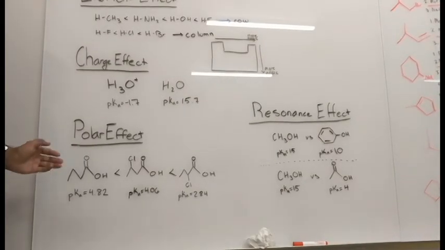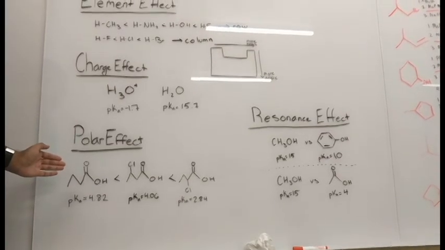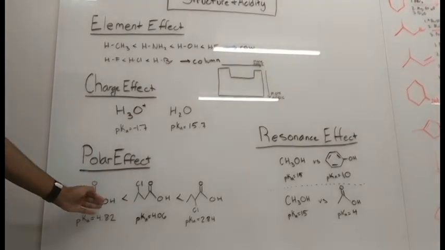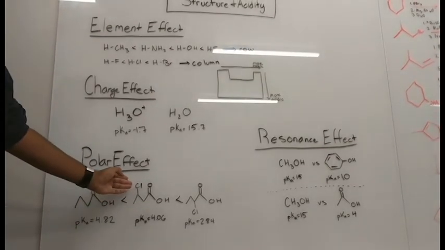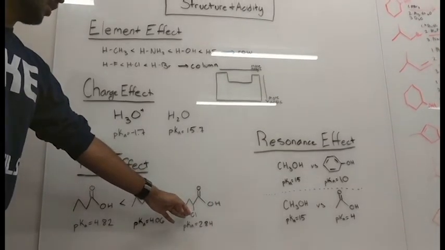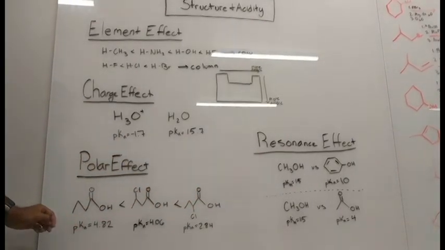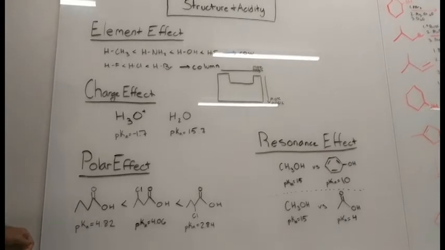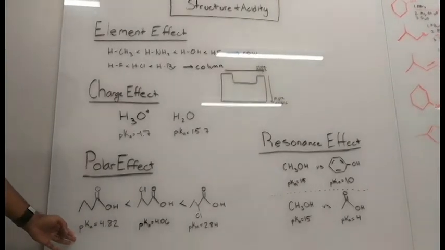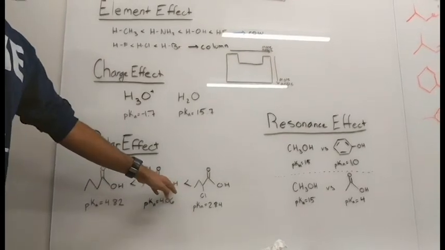Thirdly, we have the polar effect, in which the closer the electronegative group is to the acidic hydrogen, the more acidic it is. So here we have our acidic hydrogen with no electronegative group, and here we have the electronegative group and the acidic hydrogen, and then the electronegative group closer to the acidic hydrogen here. And this is due to the stabilizing effect of the electronegative group on the conjugate base when the acidic hydrogen is gone. As you can see here, the pKa decreases as the electronegative group gets closer to the acidic hydrogen.